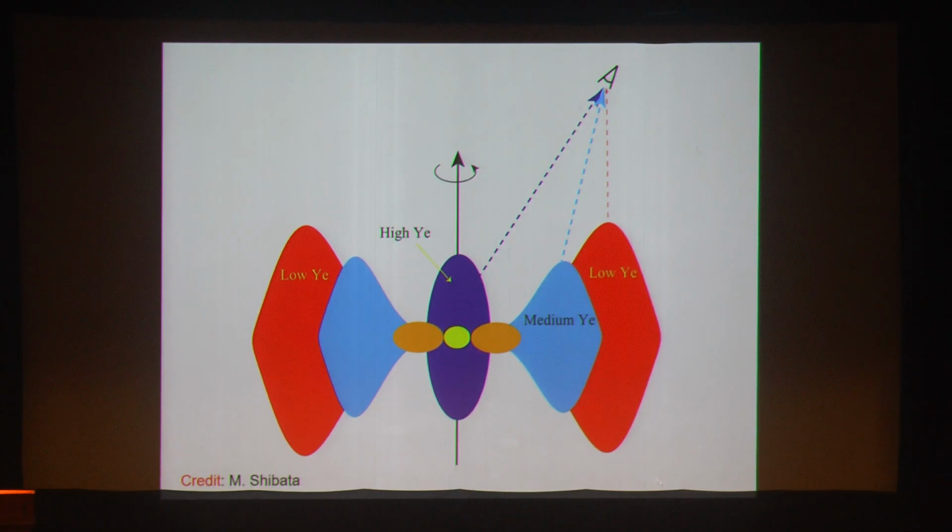Now, particularly this medium Y_e component of the ejected matter, there are nuclei which are, I think, in the mass range of iron, and their velocity is less.